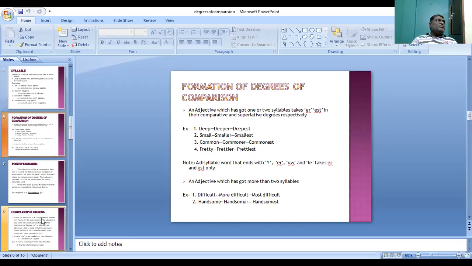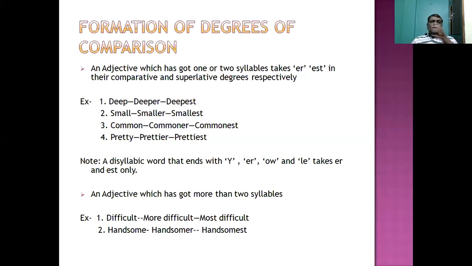We have to identify different syllables, then only we can understand the importance. It is very important for us to understand how many syllables are there in a particular word. That helps us pronounce better. That helps us write the spelling in a correct way. That helps us identify the proper degrees of comparison.